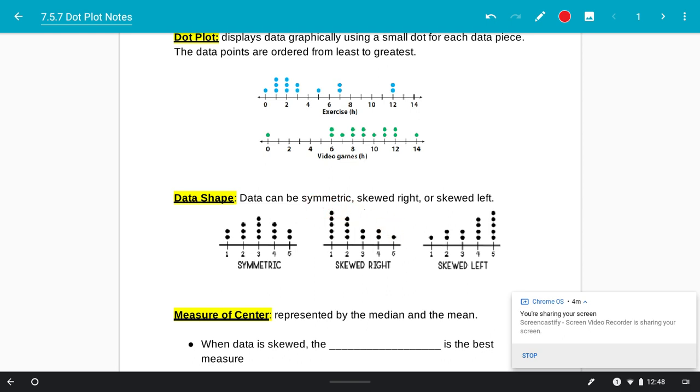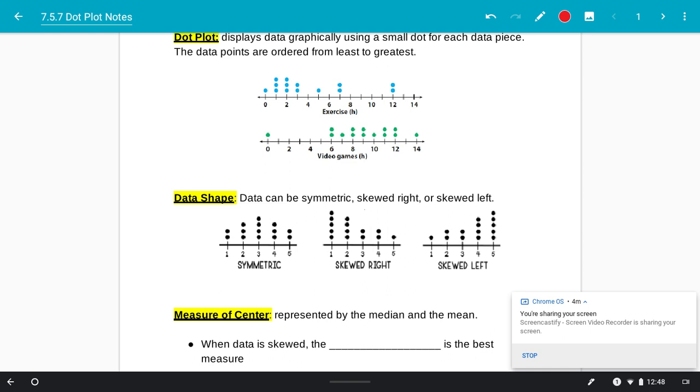All right, so let's actually look back at our video game data. If we look, the majority of our data is happening here, but then we have that 1 data point of 0 hours playing video games. So how would we describe the skew of that data? We would look at which way that tail is pulling it. It's pulling it to the left, so we would actually say that that data is skewed left.